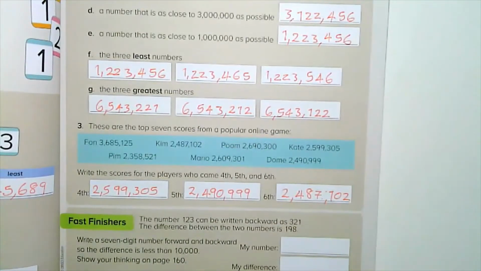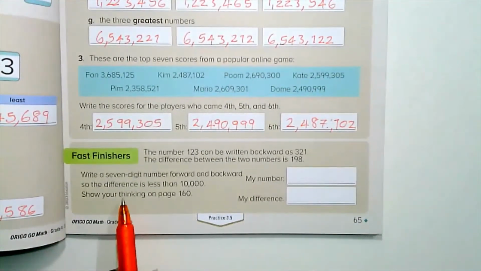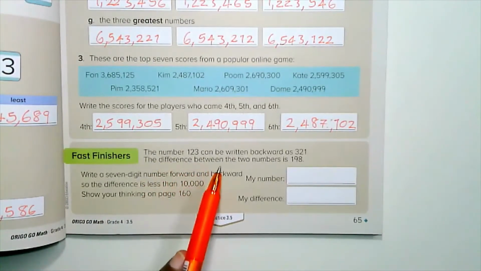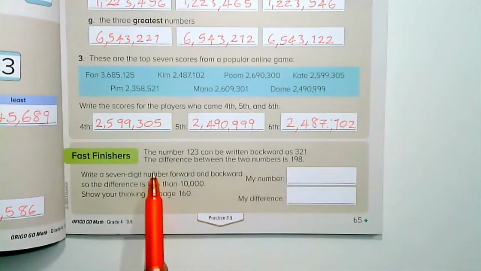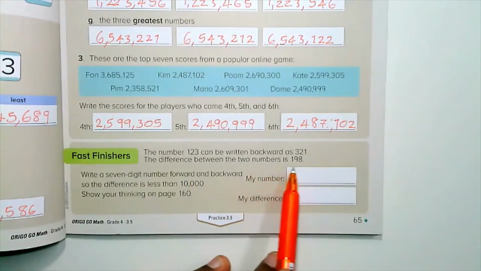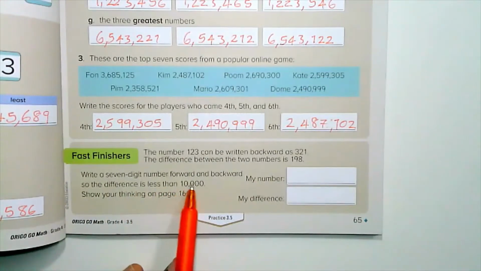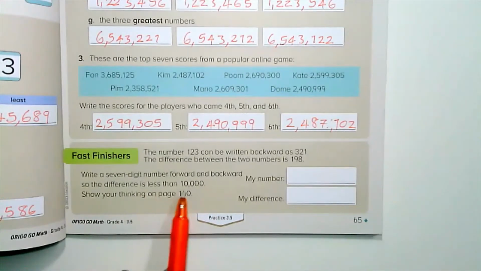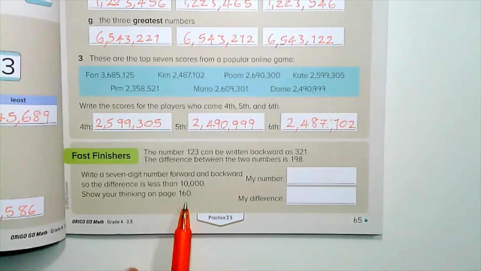There you have it, folks. Now on to the fast finishers. The number 123 can be written backward as 321. The difference between the two numbers is 198. Write a 7-digit number forward and backward, so the difference is 1,000 less than 10,000. Show your thinking on page 160.